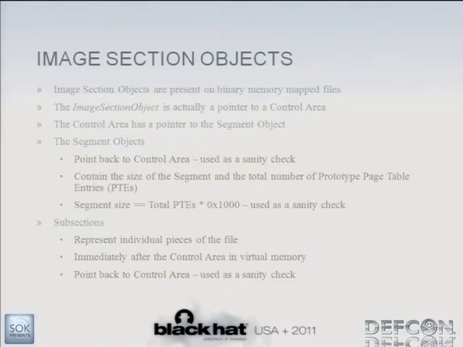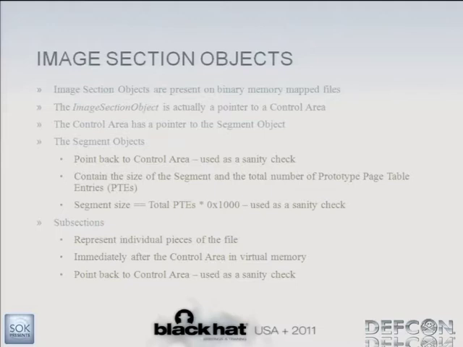That segment object will contain a segment size and the total number of PTEs represented by that segment. I'll talk about PTEs in a moment. But basically, for a sanity check, you could compare the segment size, which should be equal to the total number of PTEs times the page size. Page size in Windows, there is a small alteration on page size, but for the most part you can assume that's 4K or 1000 hex.